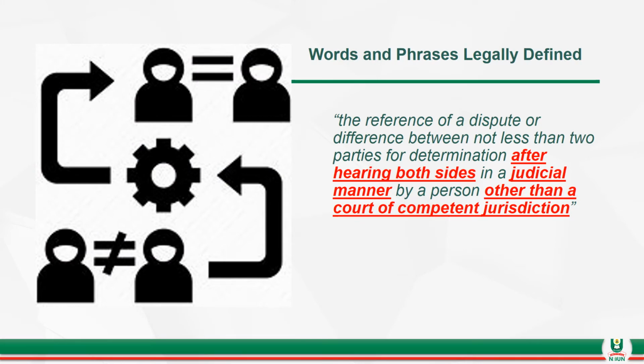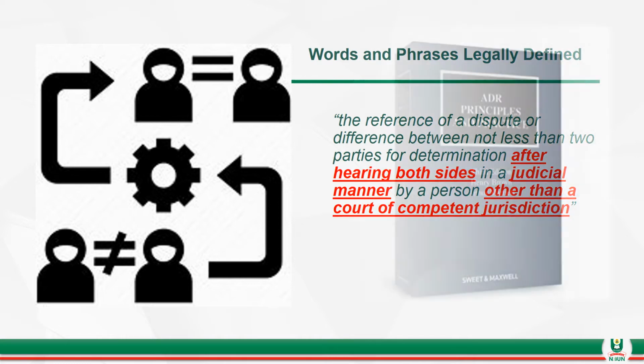We must look again at another definition. Words and Phrases Legally Defined says that arbitration is a reference of a dispute or difference between not less than two persons for determination. Again, it talks about hearing both sides, the decision being made in a judicial manner by a party other than a court of competent jurisdiction. If you notice, Halsbury's Laws of England and Words and Phrases Legally Defined, even though they have gone beyond just a basic definition and have highlighted some features, do not necessarily answer the question that the Oxford English Dictionary raised as to arbitration being an uncontrolled decision, as to who controls arbitration. These definitions do not answer that.